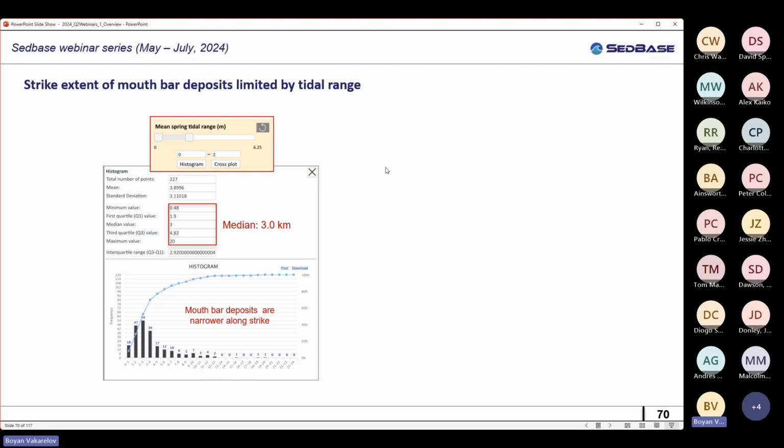So in this case, what we've done is we actually have a tidal range filter. We've told the database, show us the strike extent of mouth bars from settings which are influenced by low tidal energy. Okay, so basically micro tidal settings. And then we get dimensions. We can see that the median value in this case is about 3 kilometers. So under micro tidal conditions, based on our entire data set, the median strike extent of the top portion of a mouth bar is 3 kilometers.